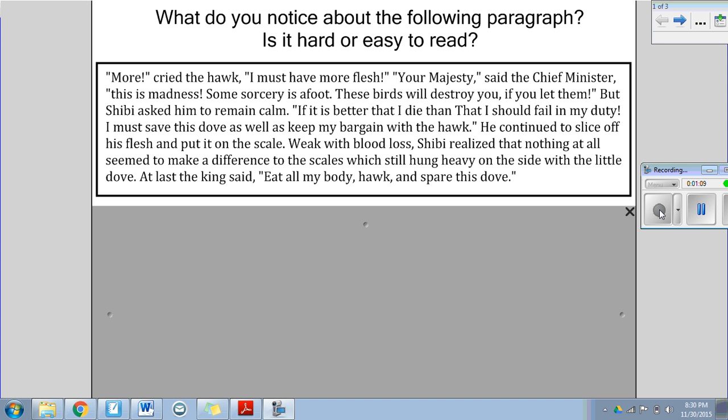As I was reading that, what did you notice? Was it easy for you to understand? Was it difficult for you to understand? You may have noticed that this part of the story looks different than what you have in your folder. Here is what you have in your folder.